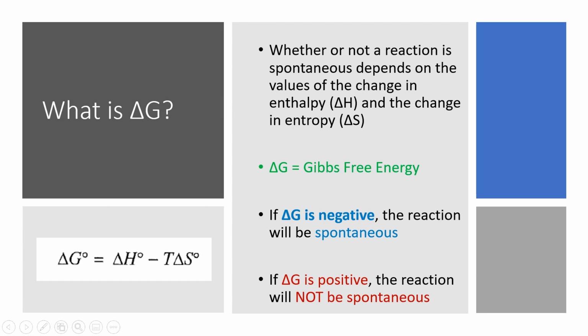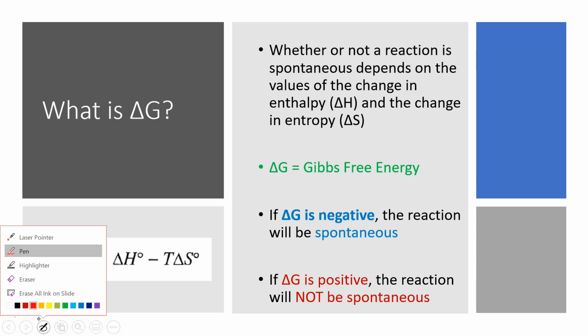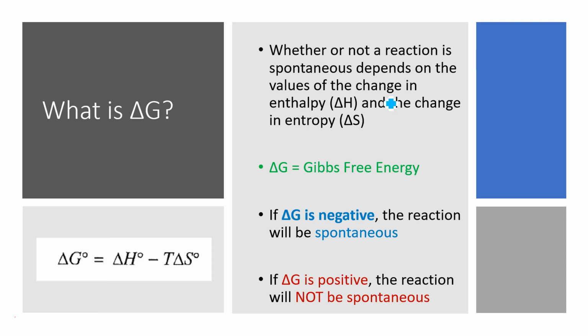Well, it's the change in free energy, and it's something that has to do with whether or not a reaction is spontaneous or thermodynamically favorable. So we have seen that whether or not a reaction is spontaneous depends on the values of the change in enthalpy, that's our delta H value, and the change in entropy, which is our delta S value. And delta G is known as the Gibbs free energy, and you can see the equation for it right over here. And it is a value that combines the impacts of enthalpy and entropy and puts it all together into one value.